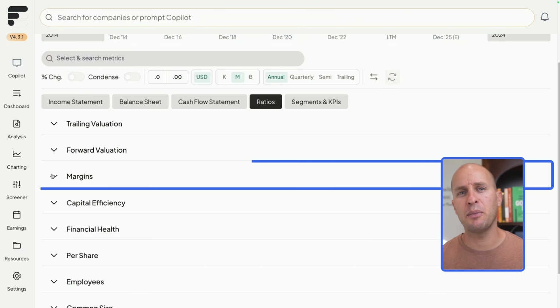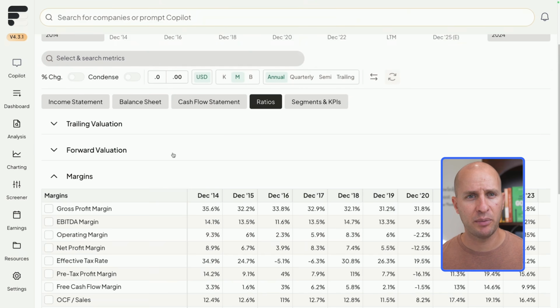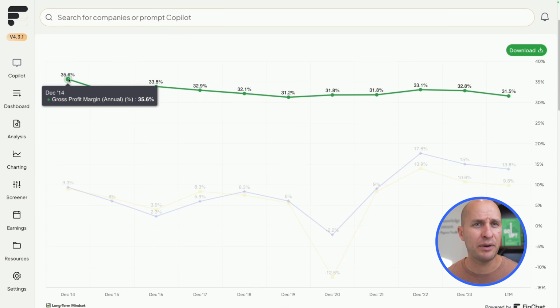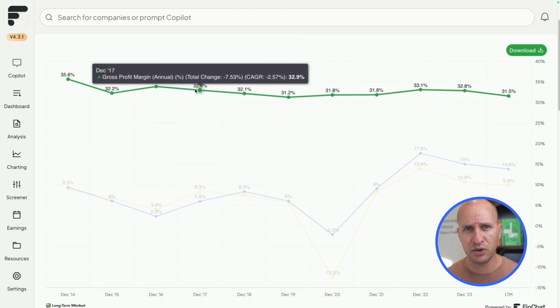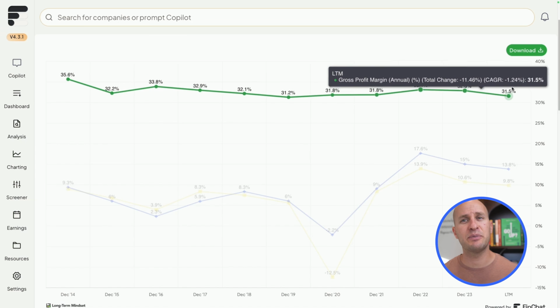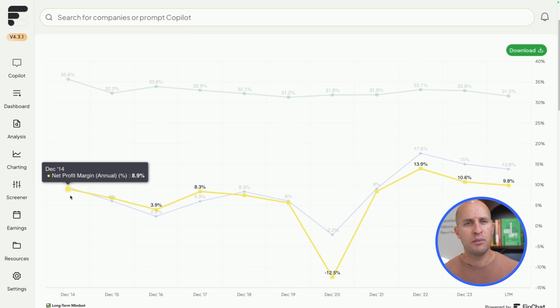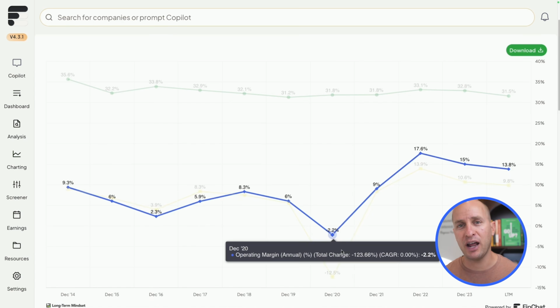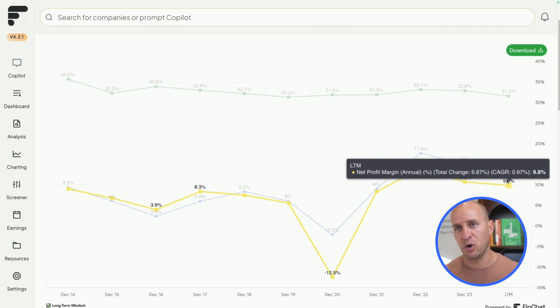Finally, let's do some margin analysis of ExxonMobil and pull up the company's gross, operating, and net profit margins. If we look at the company's gross profit margin, which is the green line, we can see that this figure has actually been declining for the better part of a decade. Moreover, we can see the company's operating margin and net margin have both been up and down, most likely due to the cyclical nature of ExxonMobil's business.